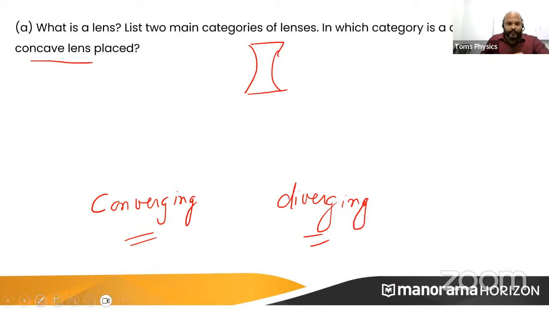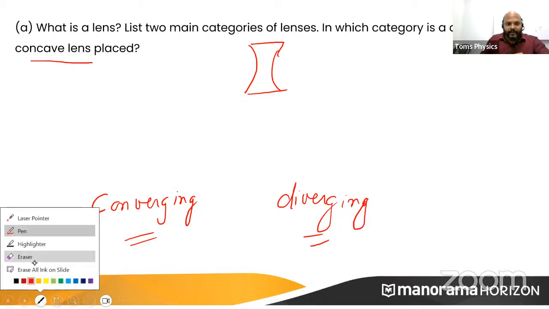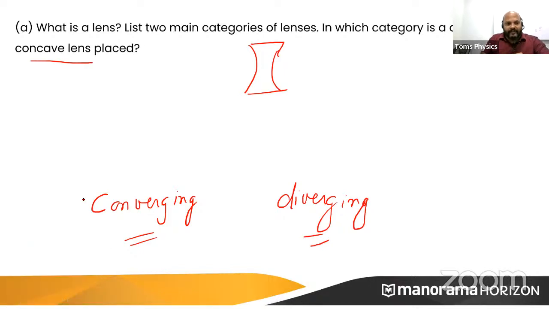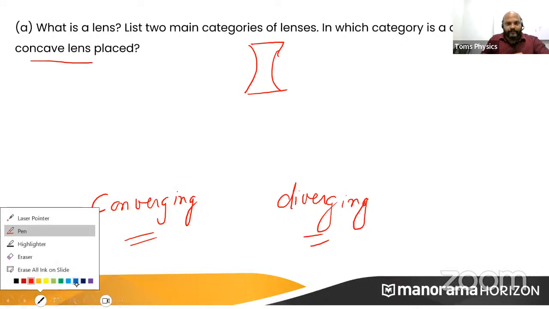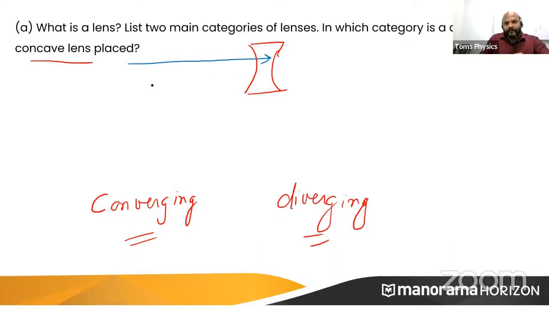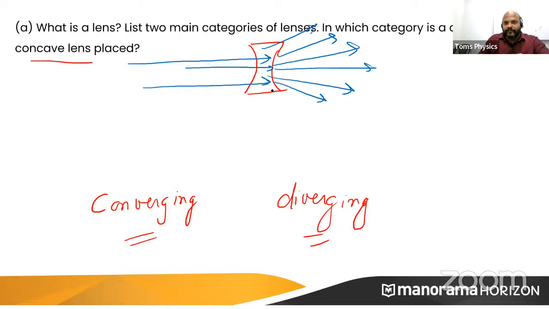Okay, let's know the answer. It's a double concave lens. So we have light rays coming in like this, right? And after meeting a concave lens, what do they do? They diverge, right? These rays are diverging. This is a double concave lens, so it's a diverging lens. This belongs to the category of diverging lenses.